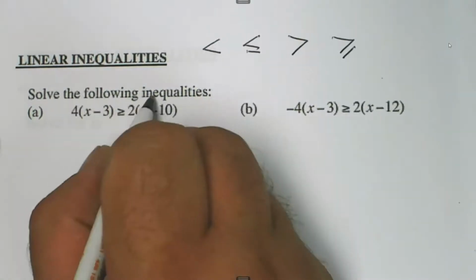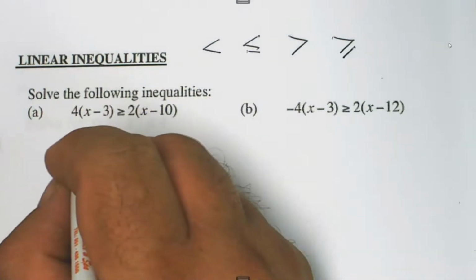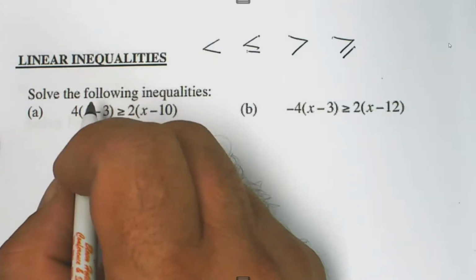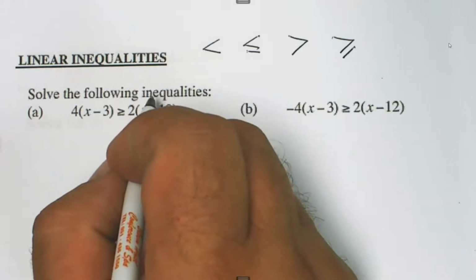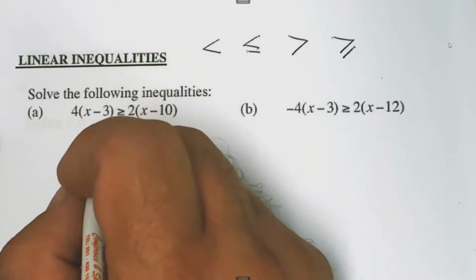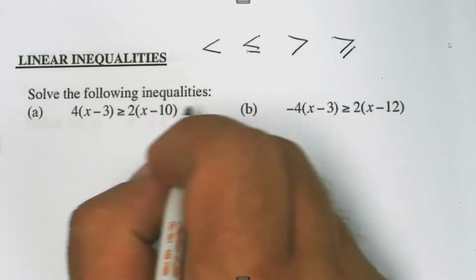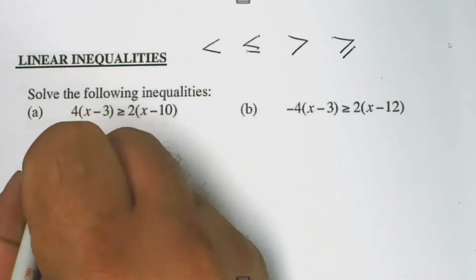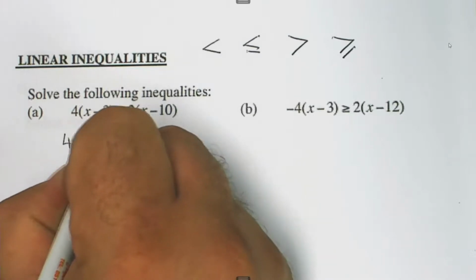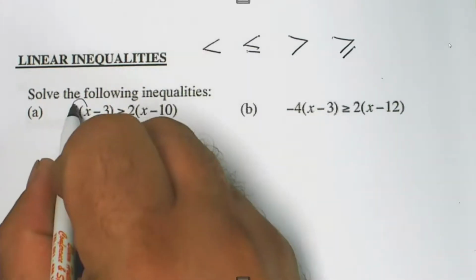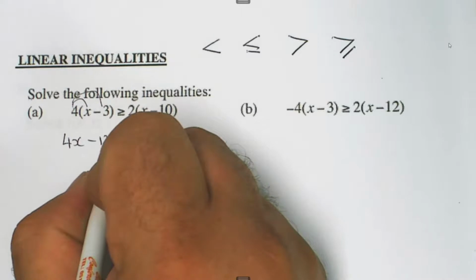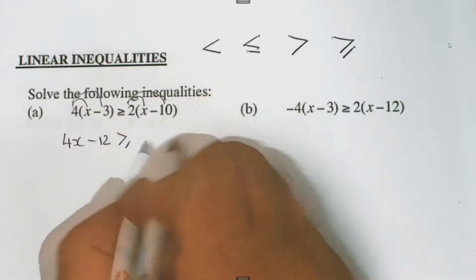This is a linear inequality. We treat it in the same way as an equation, except in an inequality, if you divide by a negative number, you change the sign of the inequality. This here becomes 4x negative 12. 4 times x is 4x. 4 times negative 3 is negative 12. Greater or equal to 2x negative 20.